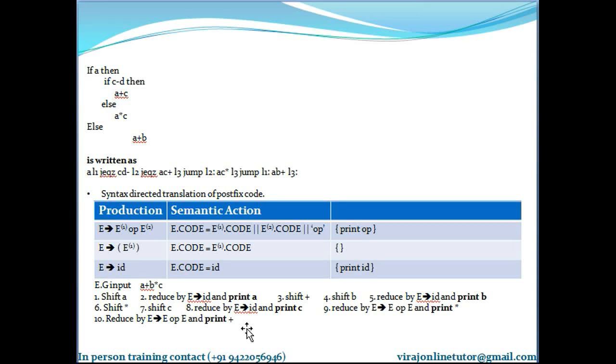So what is printed on the screen? A, B, C, asterisk, plus. Is that expression a postfix notation of this? Yes. If you convert a plus b into c in postfix notation, you will get a, b, c, asterisk, plus. And that is exactly what we are printing on the screen.